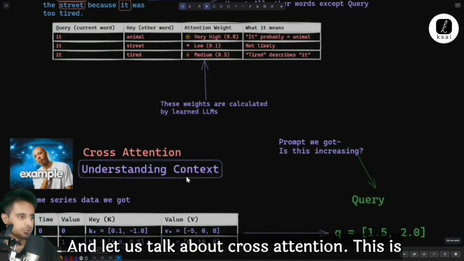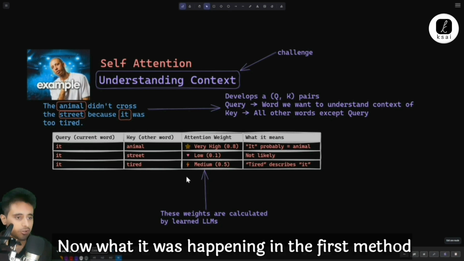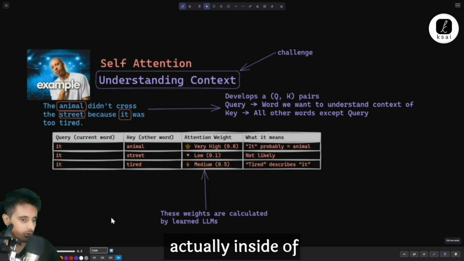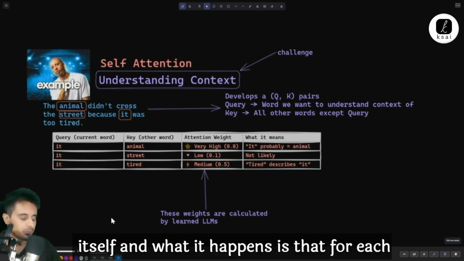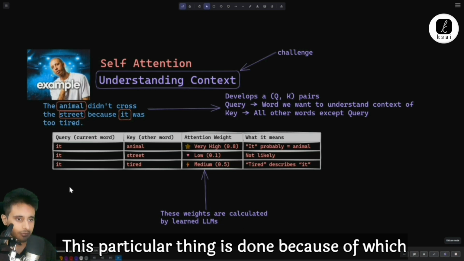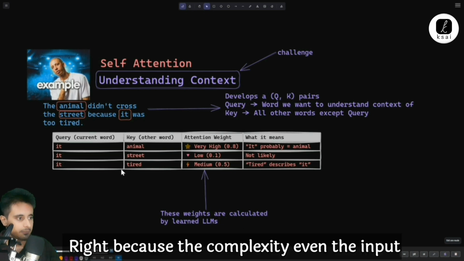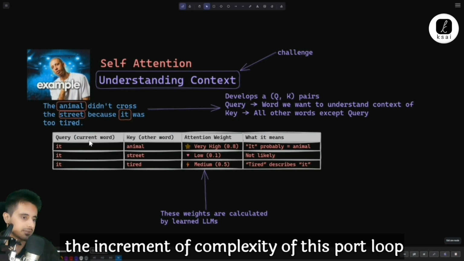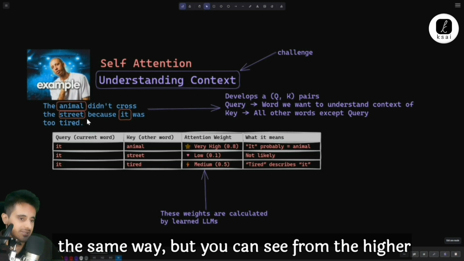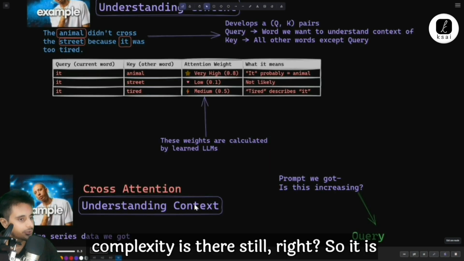And let's talk about cross attention. This is basically self attention, just done in the form of texts. Now, what was happening in the first method is that our whole prompt of time series data was inside the text prompt itself. And for each and every token, this particular thing is done, because of which VRAM usage skyrockets very easily, right? The complexity increment does not work exactly the same way as a for loop, but you can see from a higher level that it works this way. O(n squared) complexity is still there, right? So it is really complex.